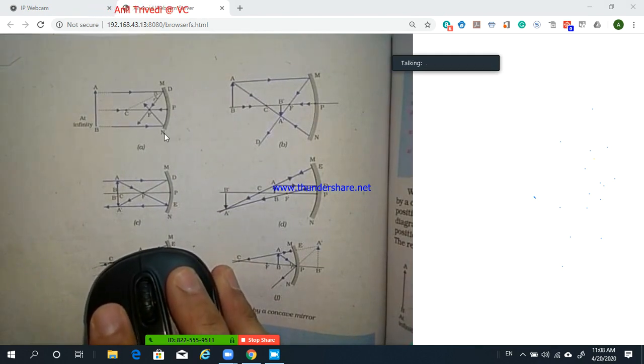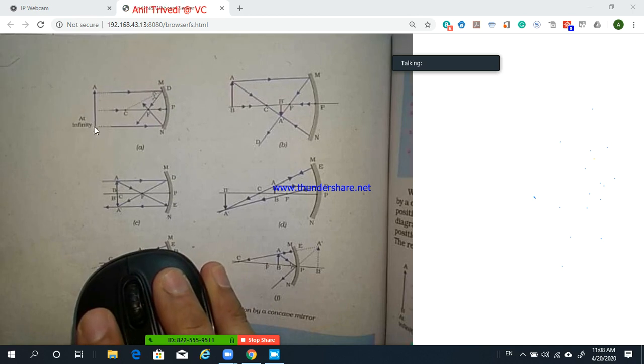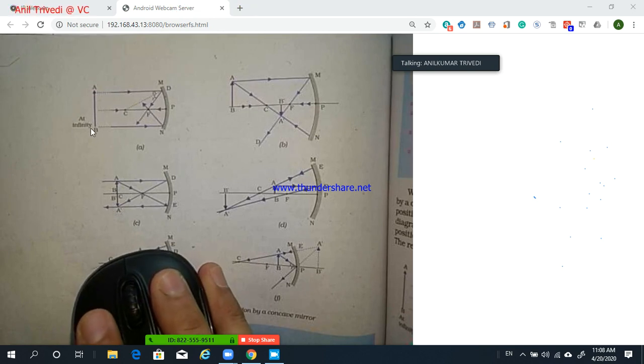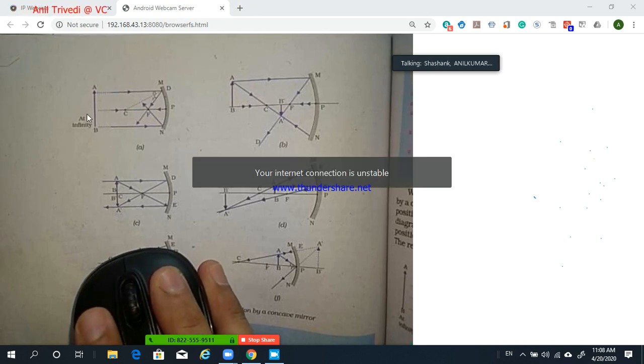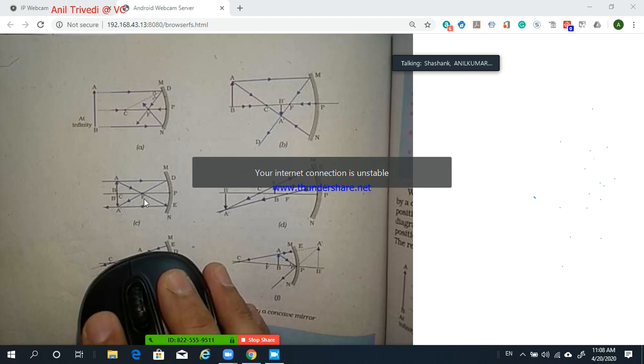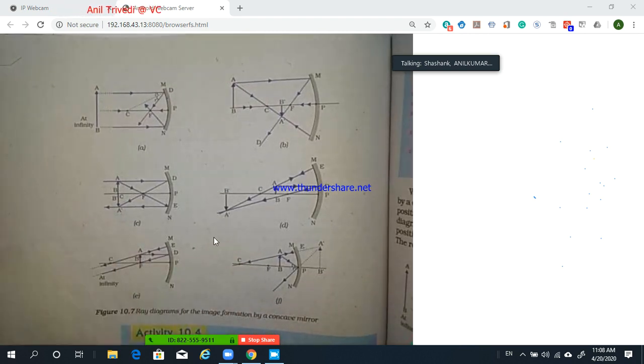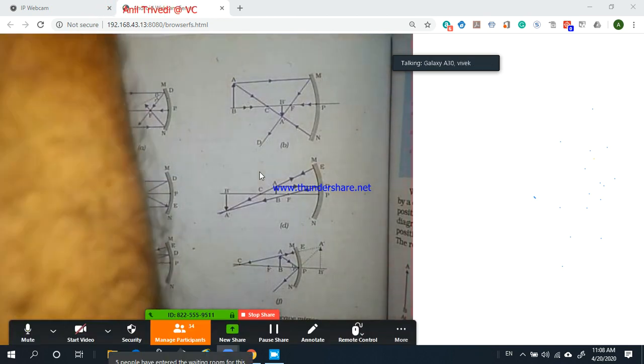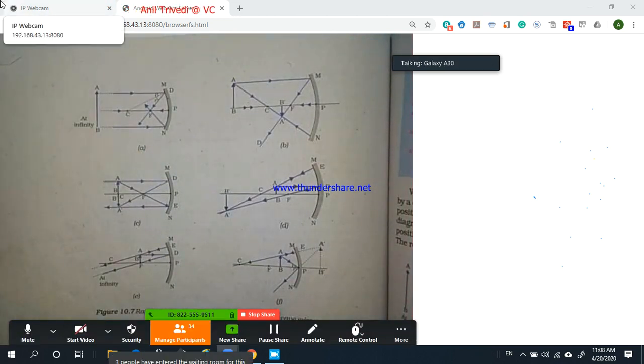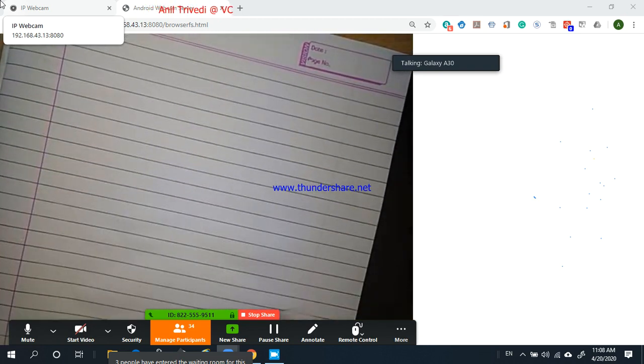This is a concave mirror. The object is at infinity. Infinity means at a very large distance. What is the page number? And then where the image would form, that's what we want to do. So you know the method.